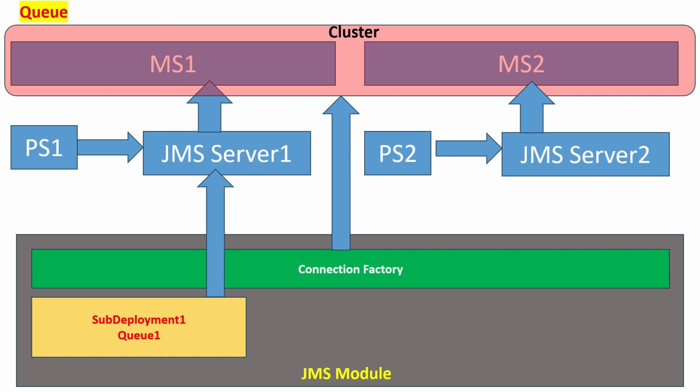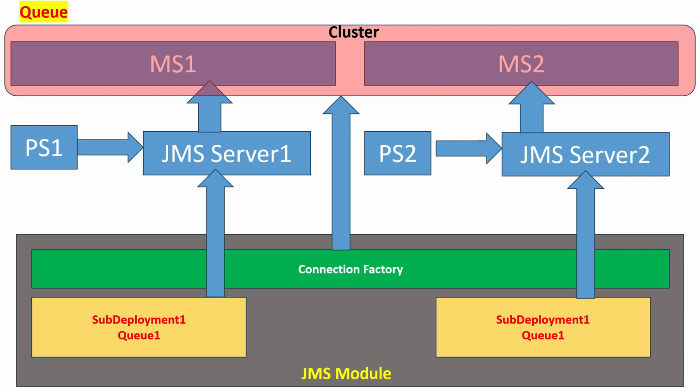So here we have created one sub deployment with the name sub deployment 1, and this sub deployment will be targeted to JMS server 1. Then you can create a queue, and that queue can be assigned to sub deployment 1. Because sub deployment 1 is targeted to JMS server 1, the queue that you configure and assign to sub deployment 1 will automatically be available for JMS server 1.